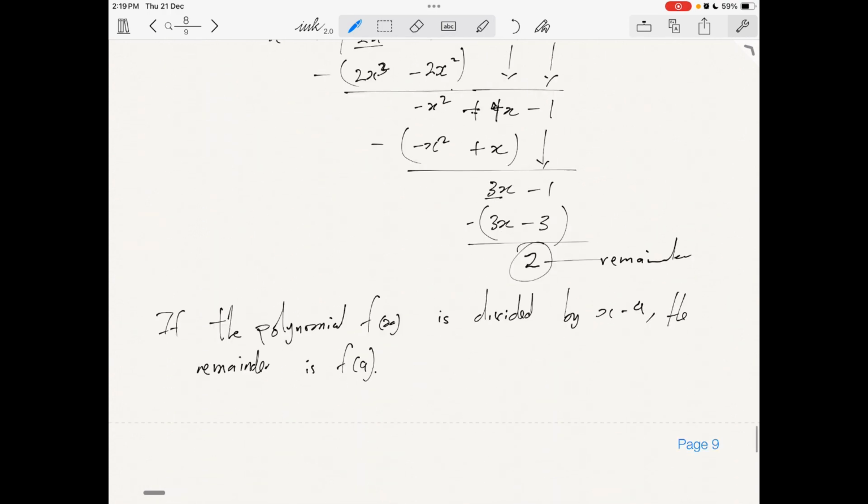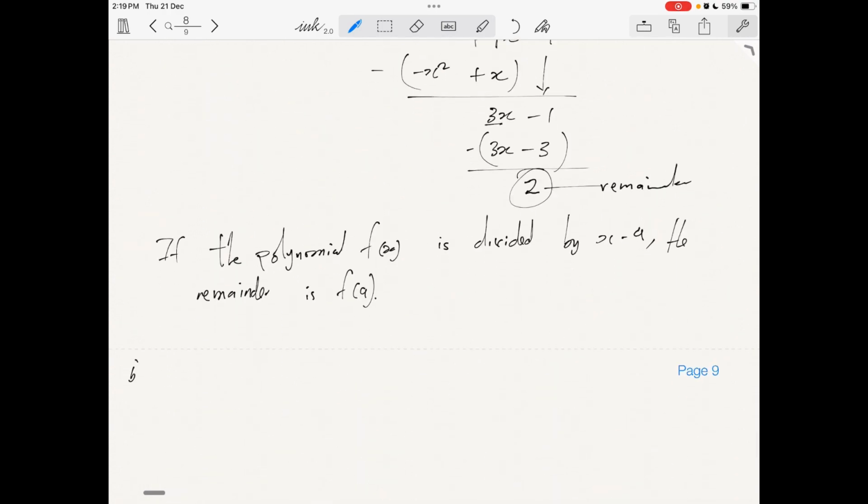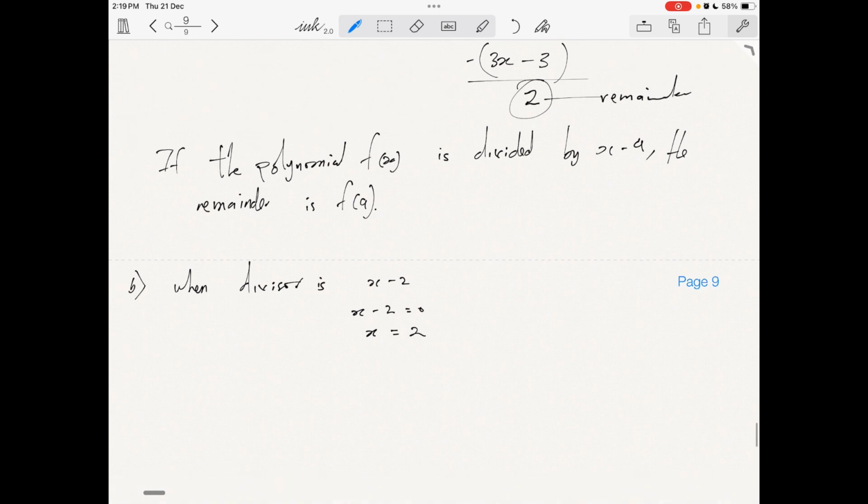So when the divisor is x minus 2, right? So we just equate x minus 2 to be equal to 0. So my x will be equal to what? Will be equal to 2. Okay. Now the next thing to do is to substitute and evaluate f of 2, right? So f of 2 is equal to what?